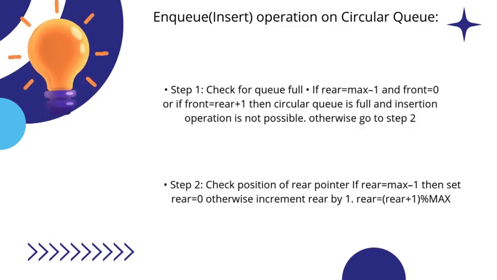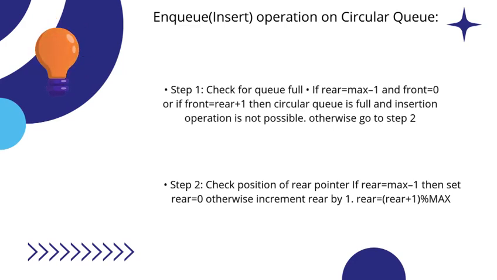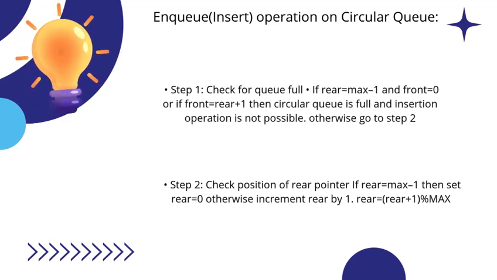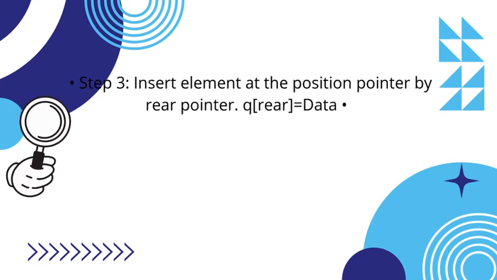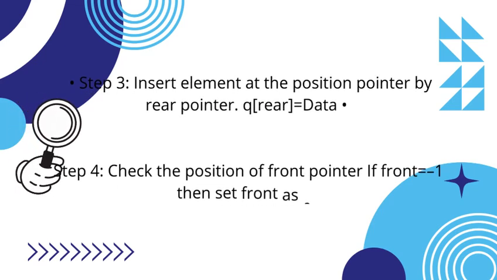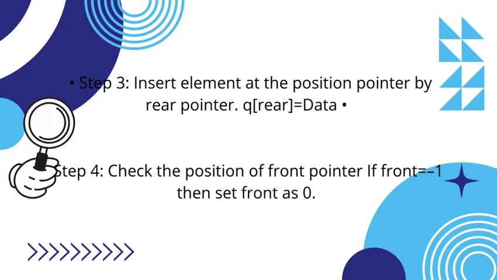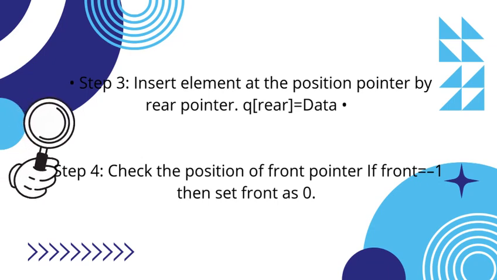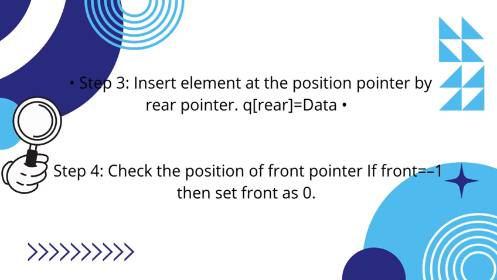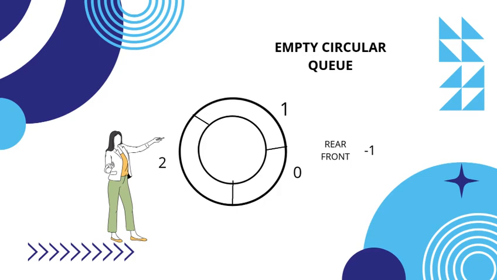Step 2. Check position of rear pointer. If rear equals max -1, then set rear equals 0. Otherwise, increment rear by 1. Rear equals (rear +1) % max. Step 3. Insert element at the position pointed by rear pointer. Q[rear] = data. Step 4. Check the position of front pointer. If front equals -1, then set front as 0. Here, the example of circular Q.